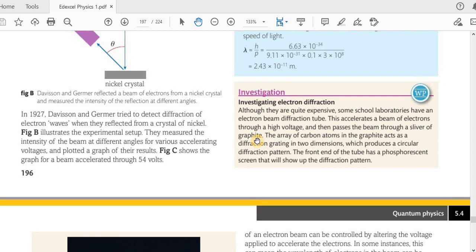Now, graphite is an allotrope of carbon. You would have learned it in chemistry. There are about 3 allotropes of carbon: graphite, diamond, and another one, and that means it's made up of carbon atoms. So when you send this beam through and it passes through a sliver of graphite, the array of carbon atoms in the graphite acts as a diffraction grating in 2 dimensions. Remember, we have seen diffraction gratings when we learned about waves. I showed it today also, which produces a circular diffraction pattern.